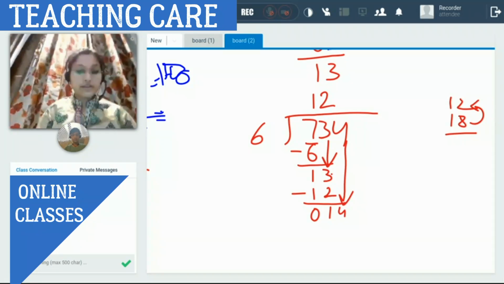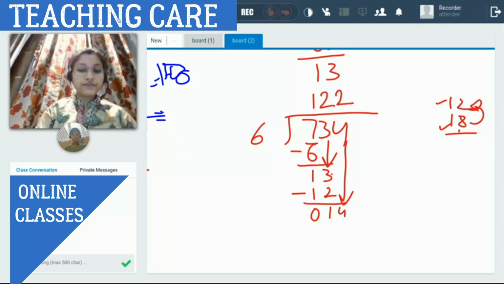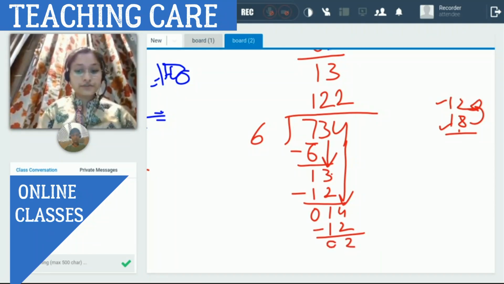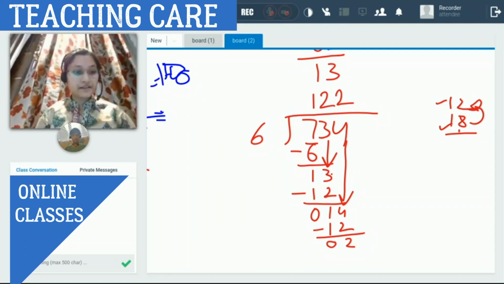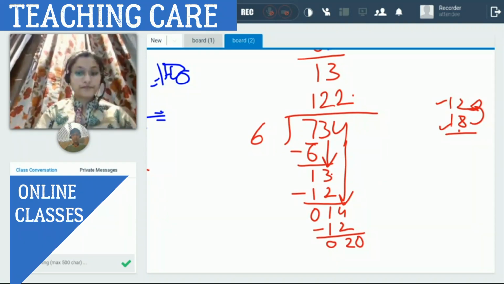We'll drop it down. Again 6 into 2, 12. 6 into 3, 18. 18 is greater than 14. So we'll go for 12. 6 into 2, 12. 14 minus 12, 2. Now I am not having any other number left. So now I will place a decimal and add a 0 over here.